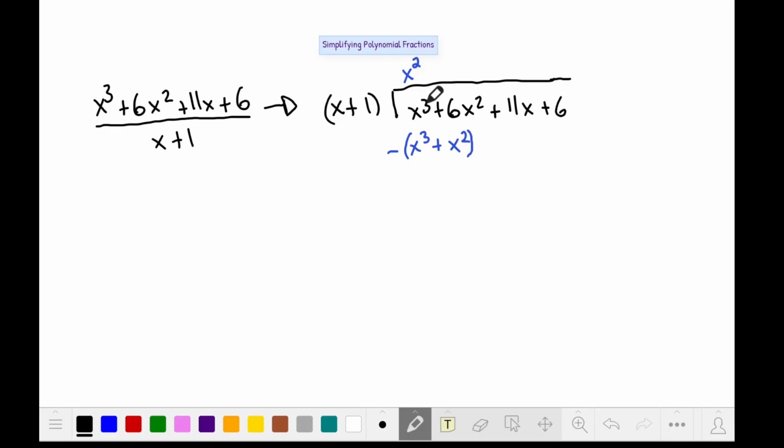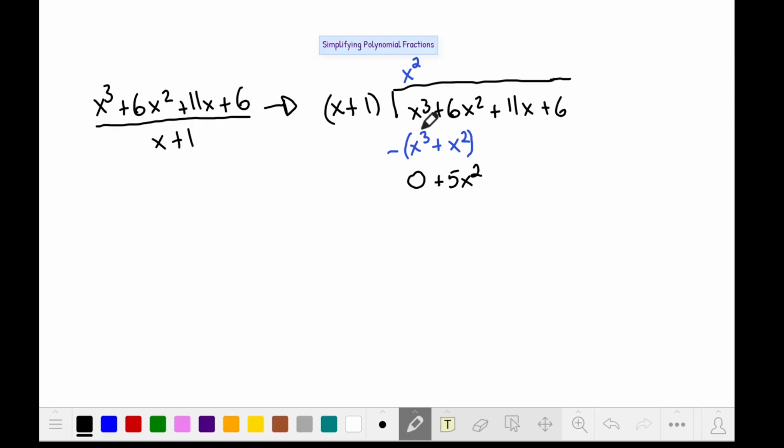So we're going to have x cubed minus x cubed. Well, that's just going to be 0. And then we're going to have 6x squared minus x squared. So we've got 6x squared minus 1x squared. Well, we're going to have ourselves 5x squared.